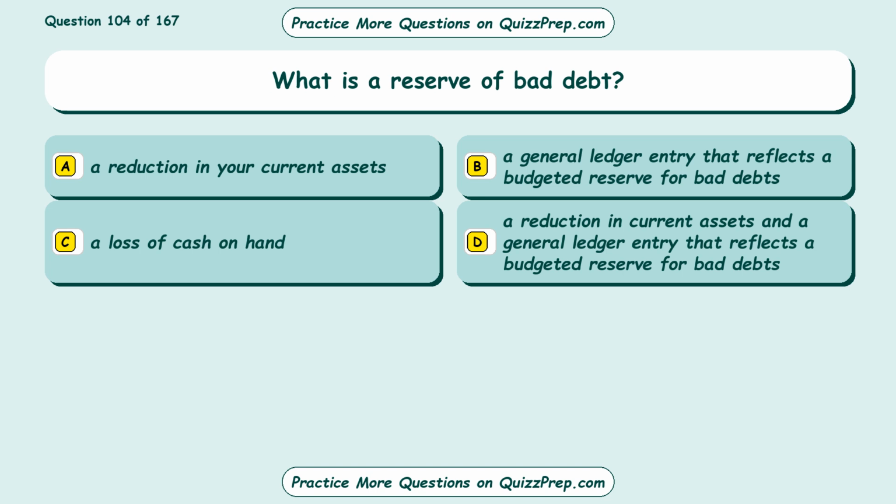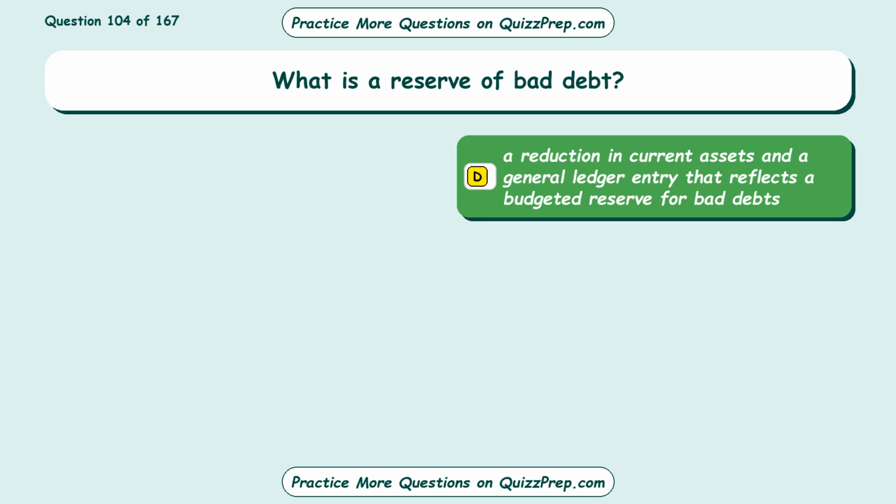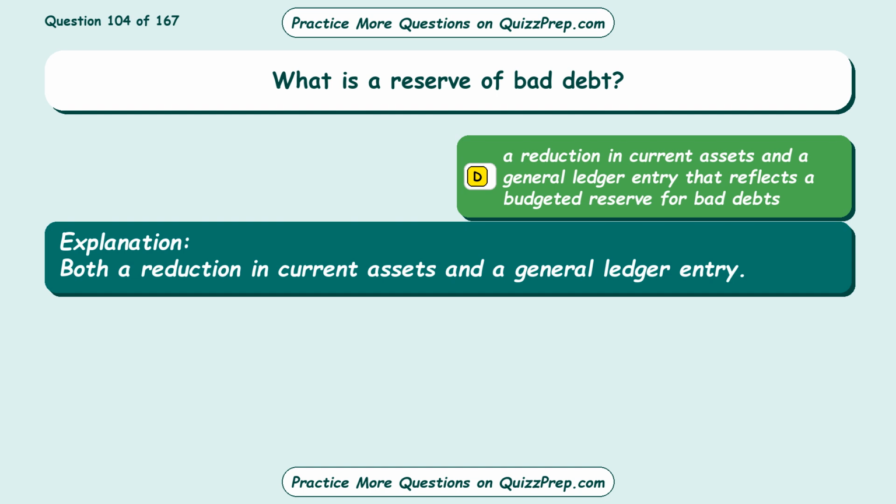Option A, a reduction in your current assets. Option B, a general ledger entry that reflects a budgeted reserve for bad debts. Option C, a loss of cash on hand. Option D, a reduction in current assets and a general ledger entry that reflects a budgeted reserve for bad debts. The correct answer is option D, both a reduction in current assets and a general ledger entry.